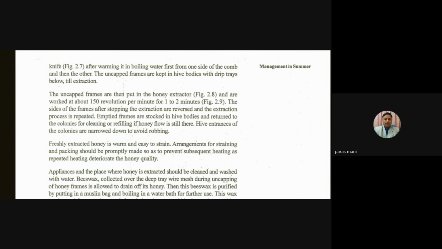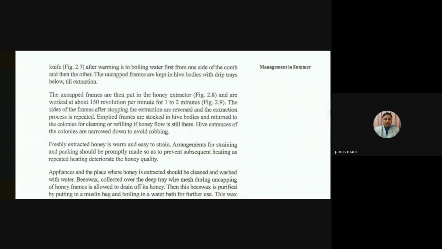They have given technical details: uncapped frames are put into the honey extractor and worked at about 150 revolutions per minute for 1 to 2 minutes. After stopping the extraction, the sides of the frame must be reversed, or the turning reversed, so that honey comes out from both sides. They have given 150 revolutions per minute for 1 to 2 minutes.